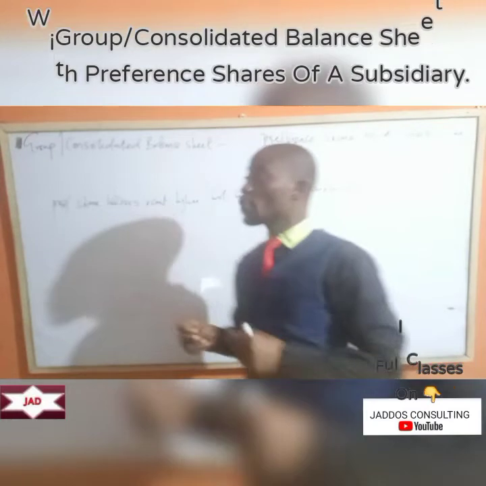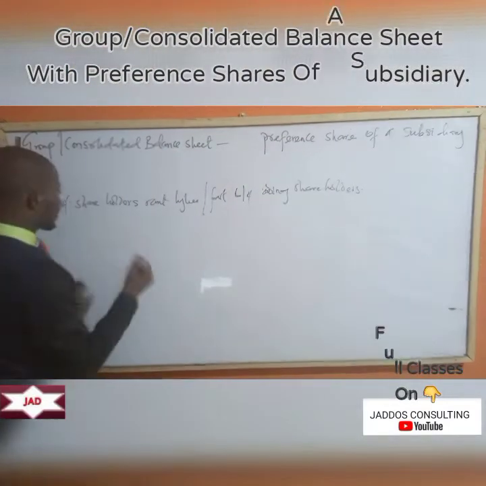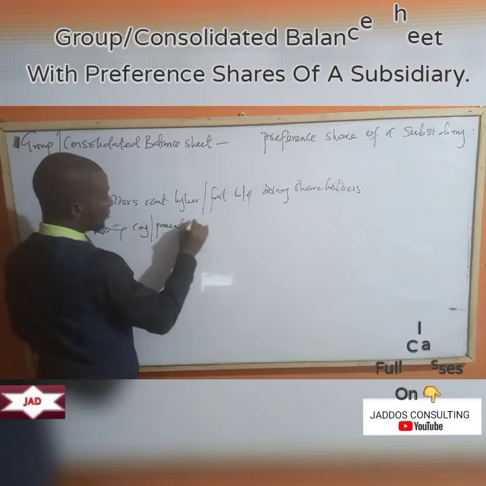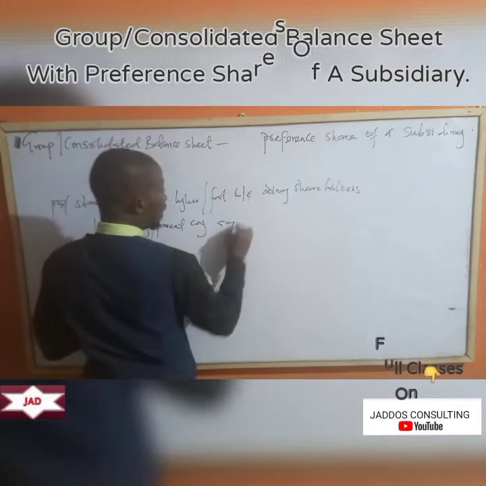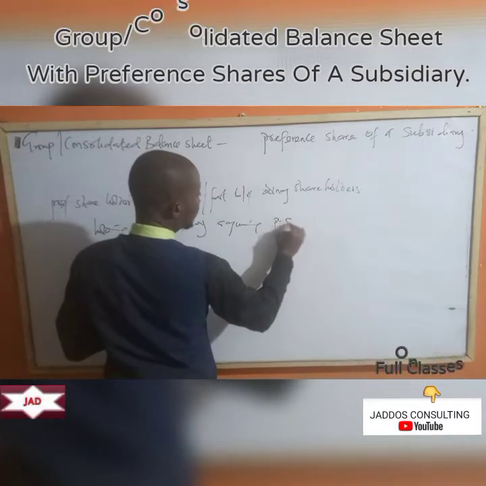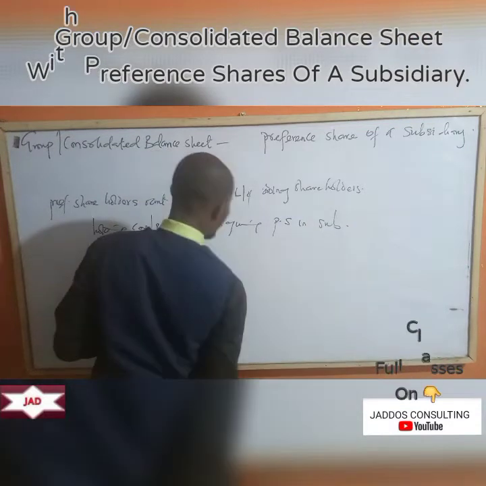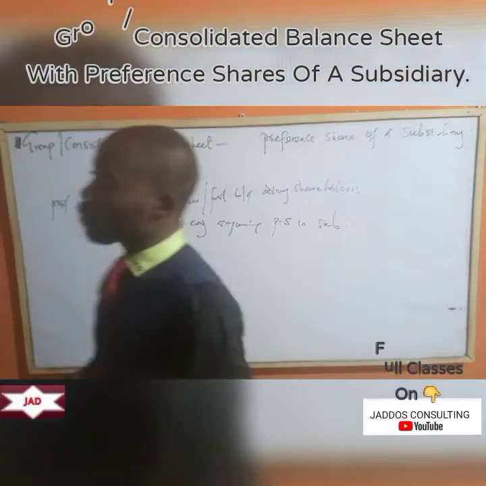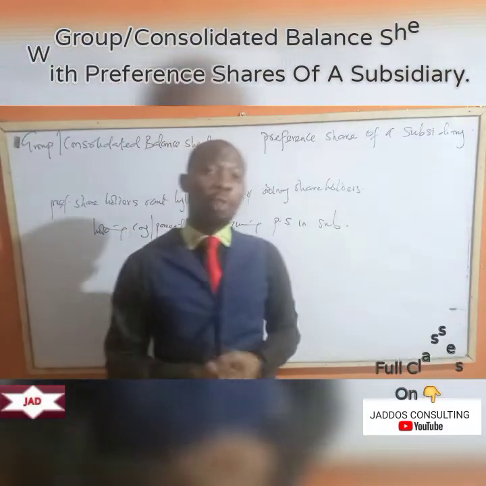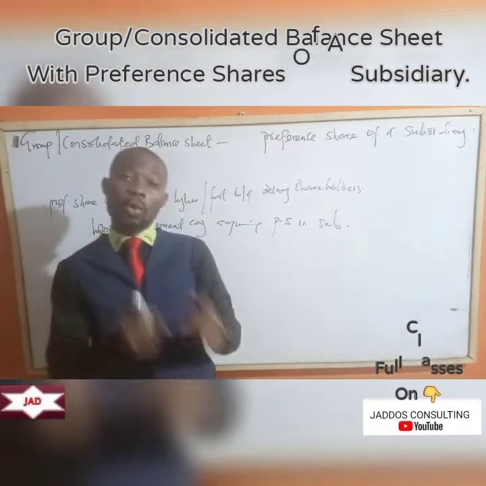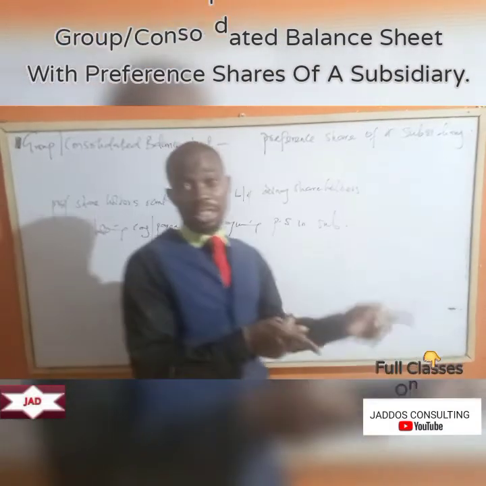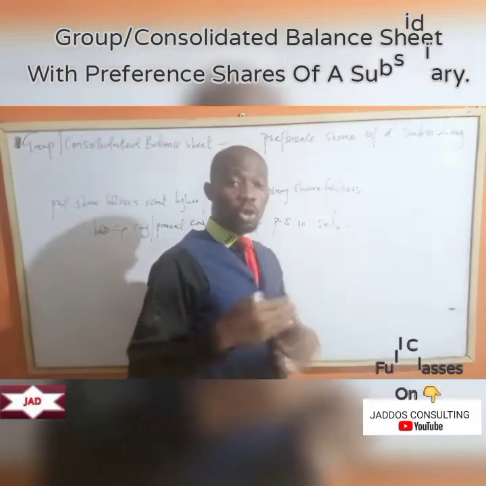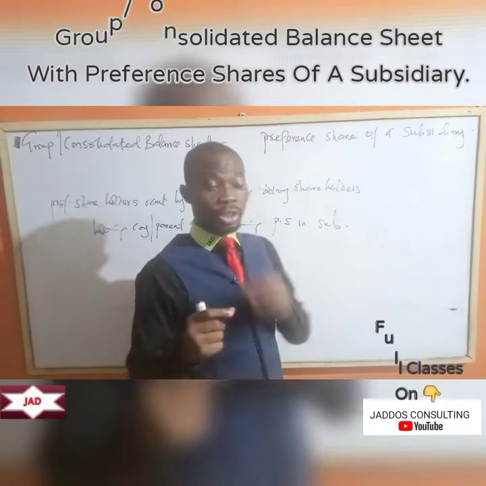So here we're looking at the holding company, or let's say parent company, acquiring preference shares in the subsidiary. Now all we've said so far is that the parent company has acquired ordinary shares in the subsidiary. Of course, it's controlling it, but it's also possible that the parent company will acquire part of the preference share of the subsidiary. So we want to try to understand what to do or how to treat such a scenario.